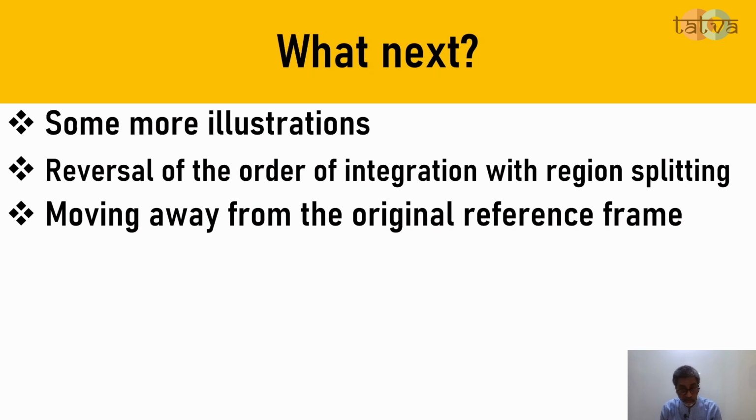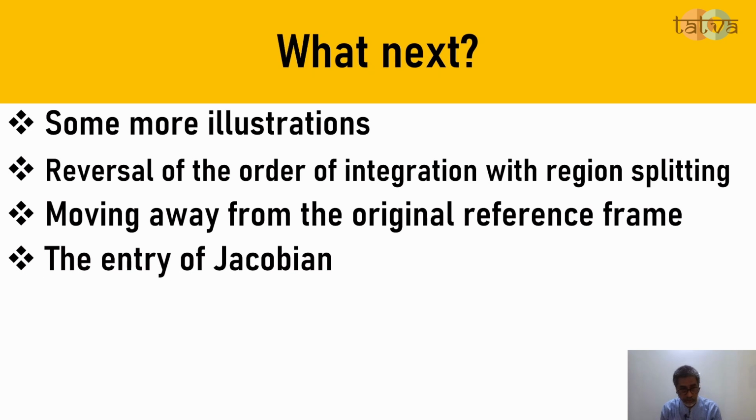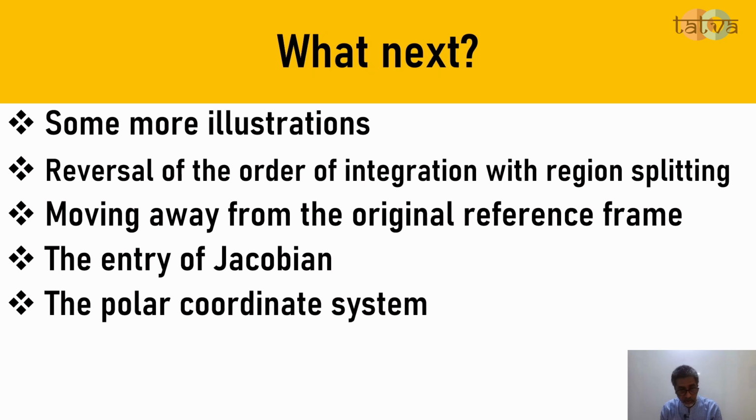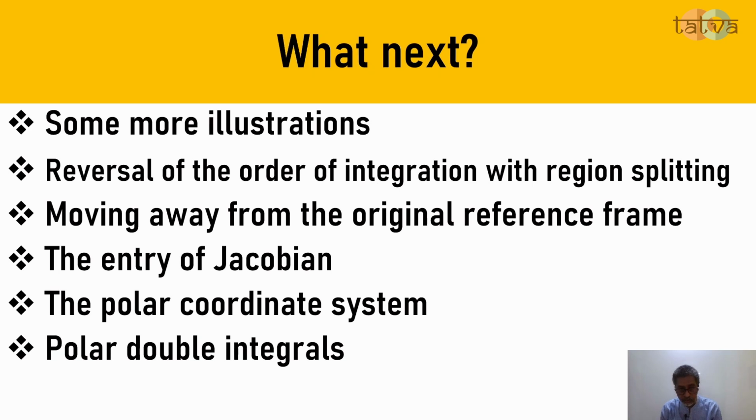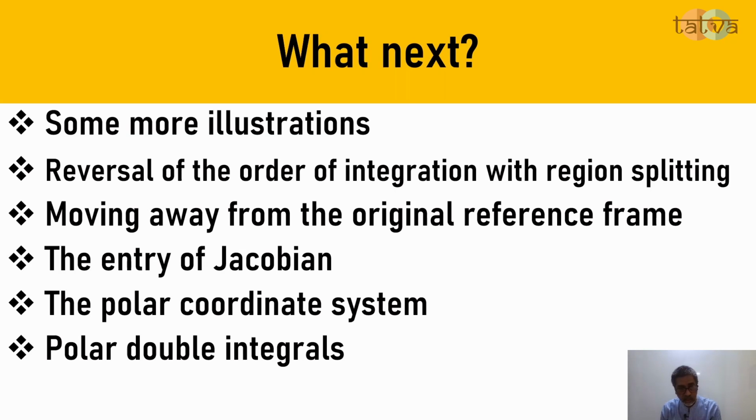And then thinking of new reference frames, new coordinate systems. That means coming out of the Cartesian framework and going to other coordinate systems. And the moment you do that, the concept of Jacobians will enter. Then we'll talk in particular about the polar coordinate system. And then we'll talk about polar double integrals. So dear friends, this is the scope of what we are going to do in the following lectures.